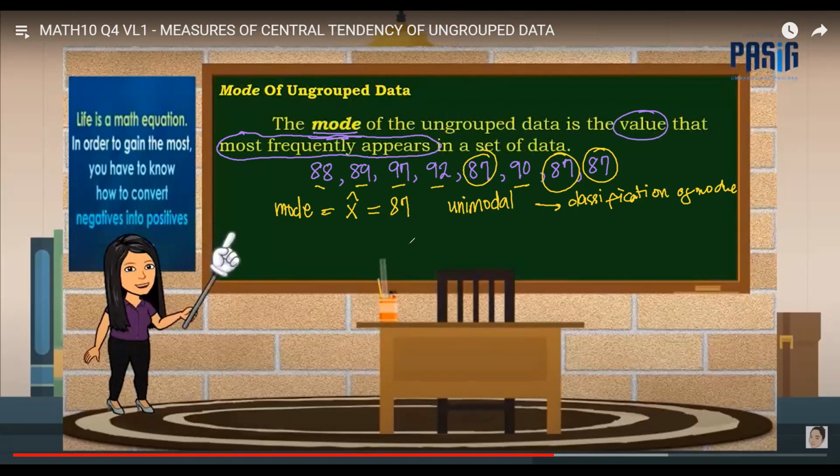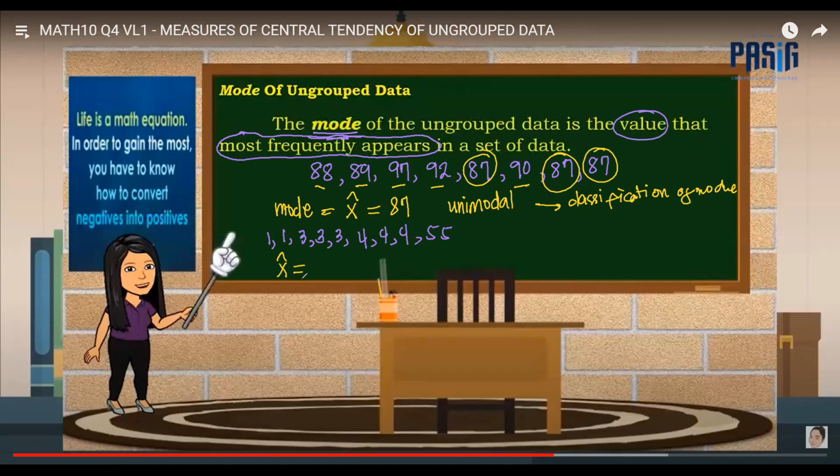So pwedeng mangyari na ang mode natin ay more than one. Like for example, let us say na itong ibibigay ko mga numbers ay scores ng mga student sa pre-test, which is 1 to 5. So ito yung mga scores nila. I-arrange ko na rin. You have 1, 1, 3, 3, 3, 4, 4, 4, 5, 5. So let us say na yan yung mga scores ng students and we will identify the mode.